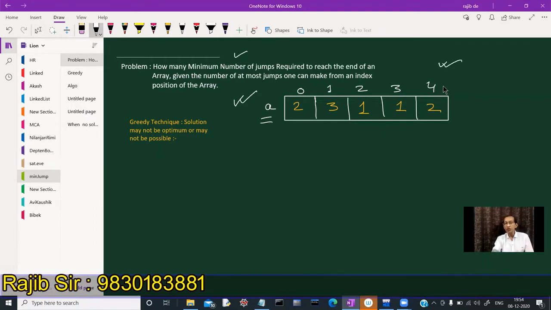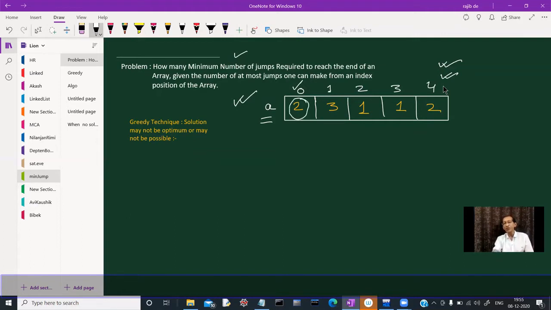You need to reach from the starting location, that means from 0, to the end location, that is at 4, by taking the minimum number of jumps, where each cell tells you the maximum number of jumps you can make from that particular index. In this example, at location 0, 2 is the maximum number of jumps you can make from that index. That means you can either go 1 index or you can go 2 indices.